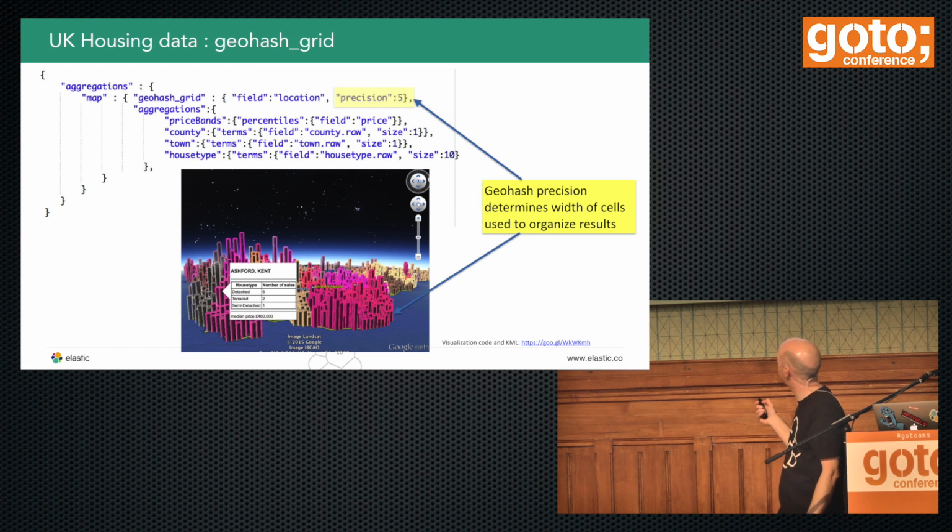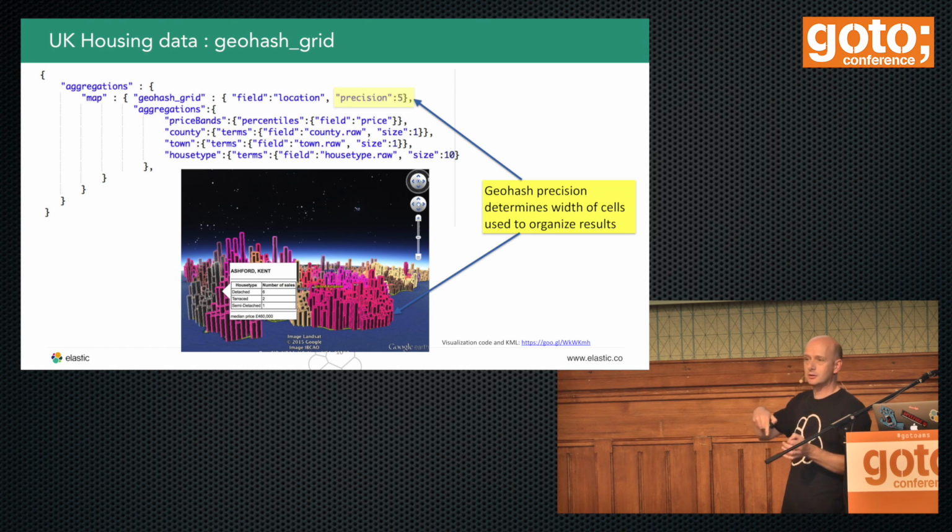So I'm using a precision of 5. I could also use a description which is based on miles. I could say, you know, this many miles square or whatever, and it will find the nearest geohash that fits that. So that gives us all of these various different towers here, and that's our top-level aggregation.